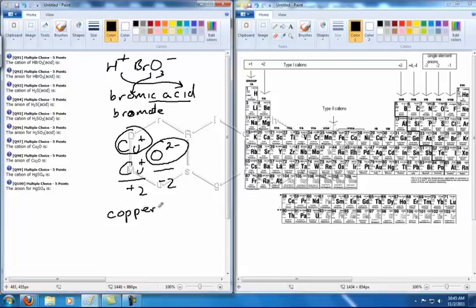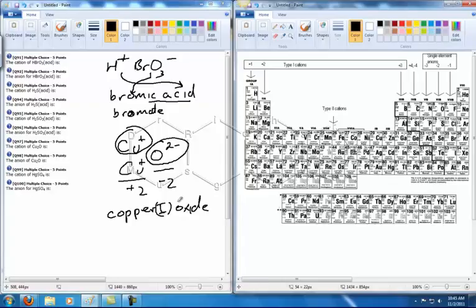So it's going to be copper(I) oxide. And you can see that copper is one of these type 2 cations, so it's going to be important to make sure we include the charge on the copper in the name. Otherwise we're not going to know if it's copper(I) or copper(II), so we have to put a copper(I) here to let us know that we're using Cu plus as the cation in this compound.